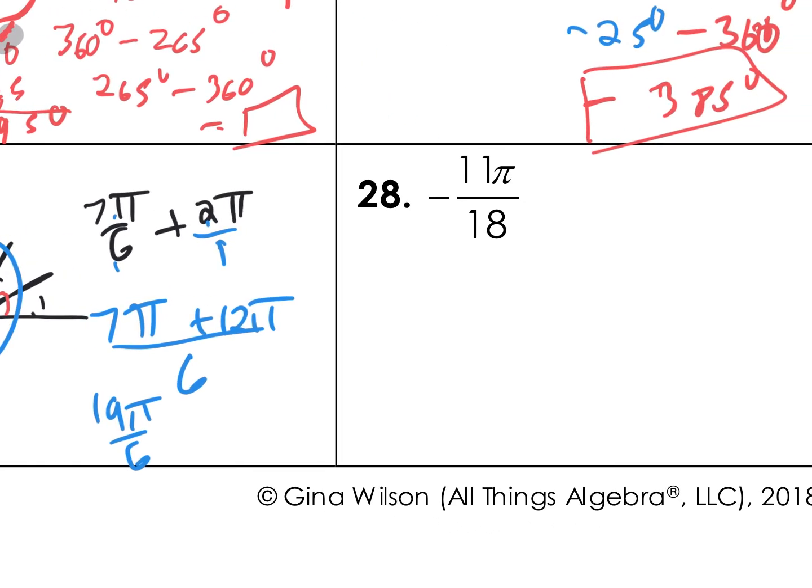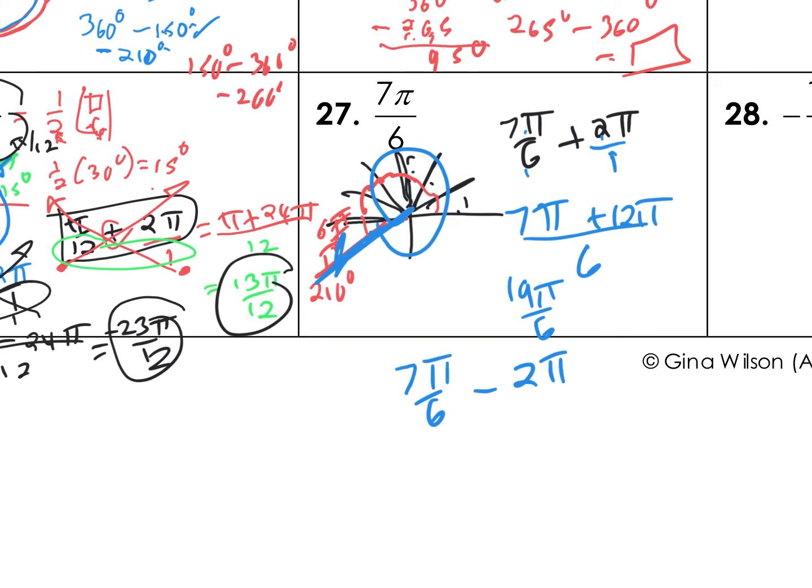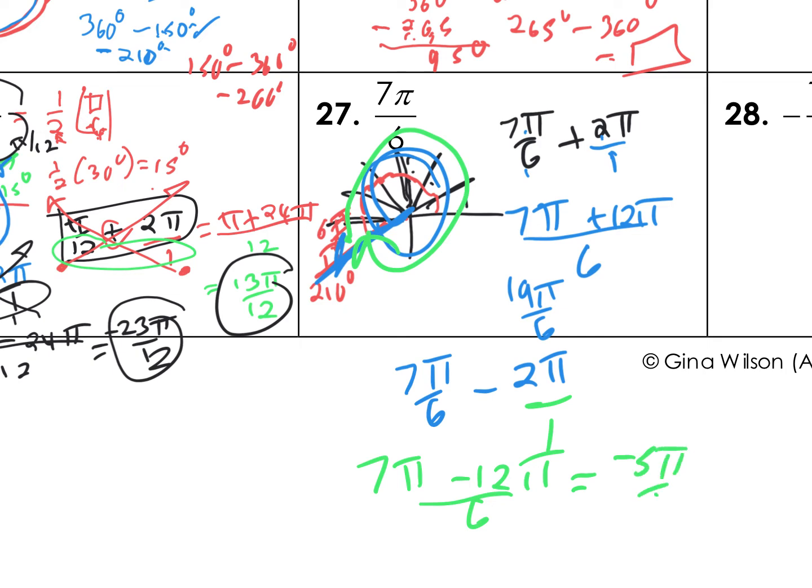Do another one. Oh, I didn't do the negative angle. If I'm already at 7 pi over 6, I may as well take away 2 pi to go the other way around. So I was already at 7 pi, but I'm going to start there and go all the way around negative. So that's what that is. That gives me 7 pi minus 12 pi all over 6. Sure enough, it's negative. It's a negative 5 pi over 6.